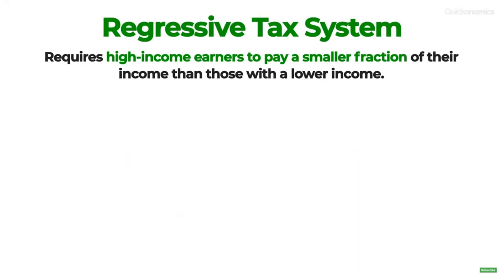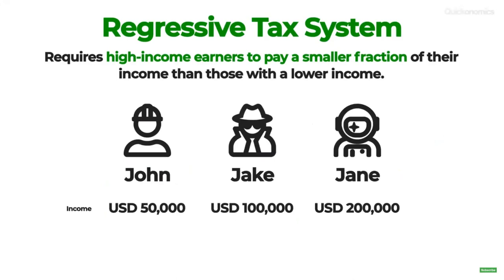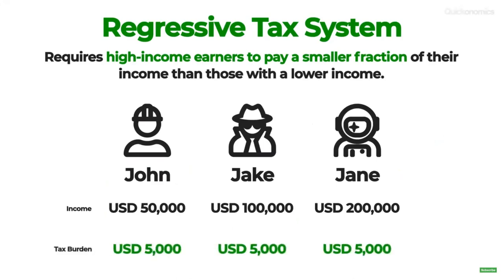To illustrate this, let's revisit our three friends once again. Now, assume they all bought a new car worth $50,000 with a sales tax of exactly 10%. That means they all have to pay $5,000 in additional taxes. Now, if we calculate the tax rate in relation to their income, we can see that John has to spend 10% of his annual income to pay the sales tax. Meanwhile, Jake has to devote 5% of his income, and Jane only spends 2.5% of her annual income to pay the exact same tax. So, relatively speaking, in this system, the burden of the tax decreases as the income of our three taxpayers grows.